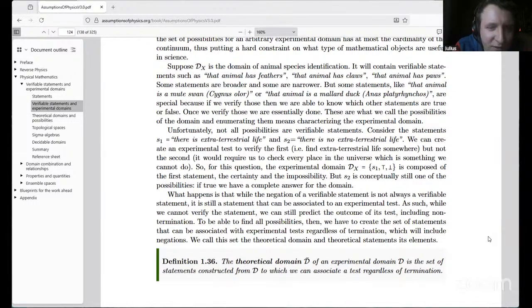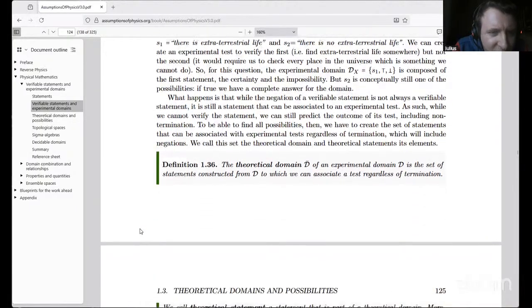What happens is that while the negation of a verifiable statement is not always a verifiable statement, it is still a statement that can be associated to an experimental test. As such, while we cannot verify the statement, we can still predict the outcome of its test, including non-termination. To be able to find all possibilities, we have to create the set of statements that can be associated with experimental tests regardless of termination, which will include negations. We call this set the theoretical domain and theoretical statements its elements. So that's a definition. The theoretical domain D bar of an experimental domain D is the set of statements constructed from D to which we can associate a test regardless of termination.